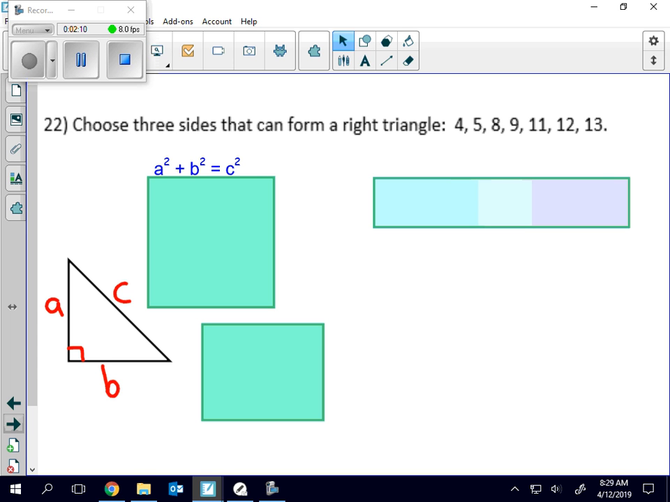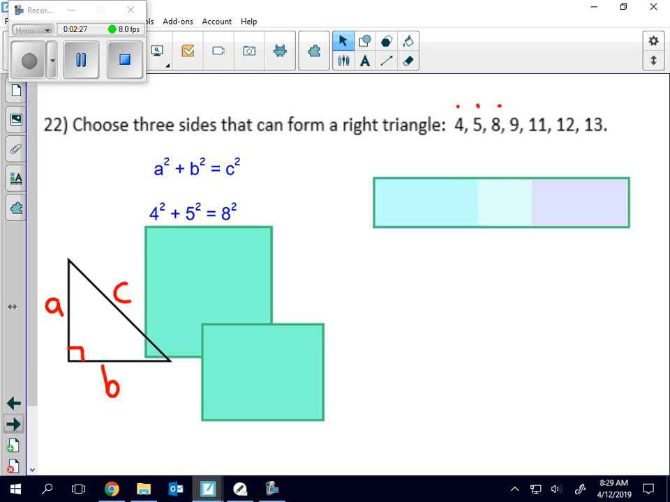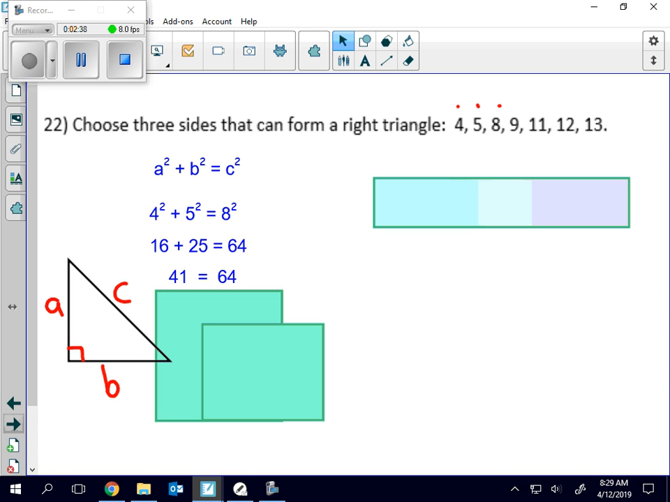So now I've got all these side lengths, and I've got to find out which ones will work in the formula. Notice we're going to square all of our sides. In fact, let's just go ahead and try. 4 squared plus 5 squared, does that equal 8 squared? Let's just plug those in and see what we get. 4 squared is 16, 5 squared is 25, and 8 squared is 64. And those don't add up. 41 does not equal 64, so we don't have it.